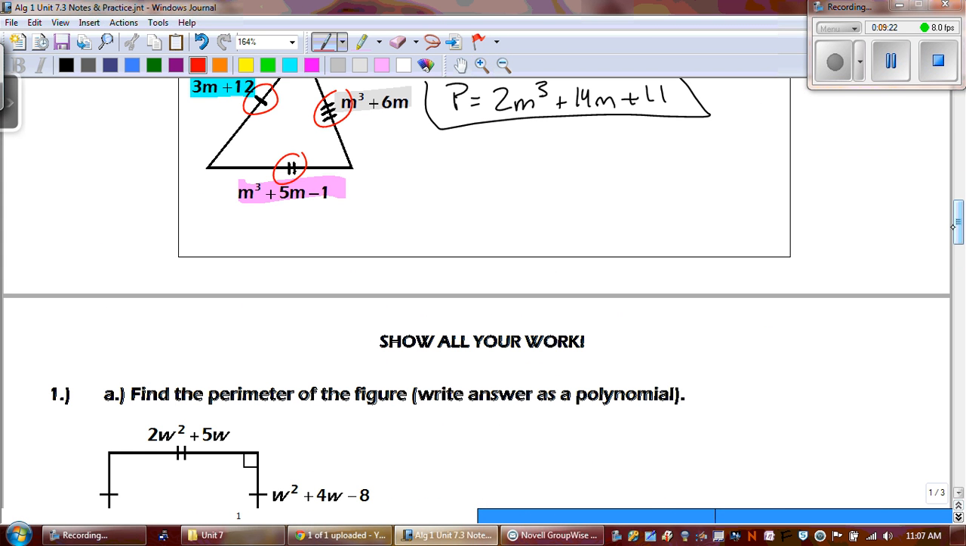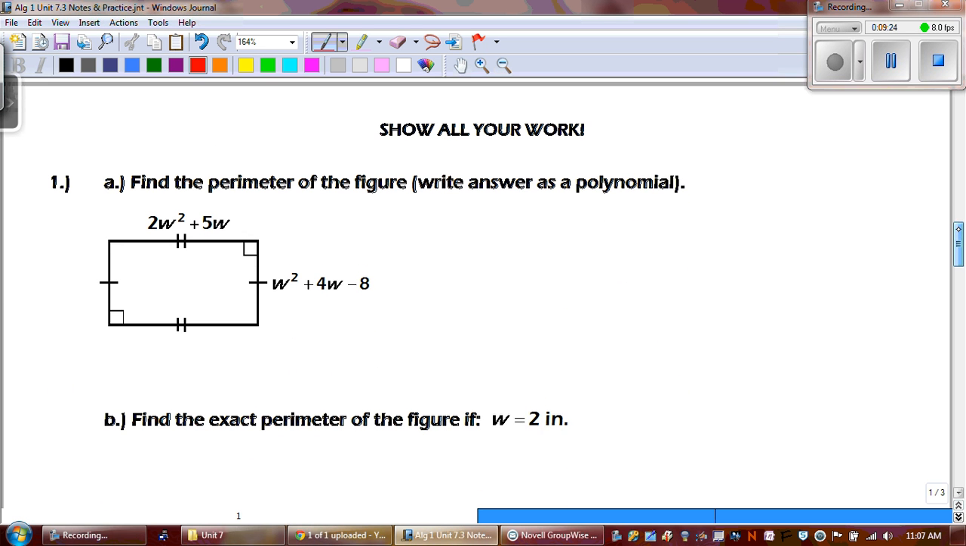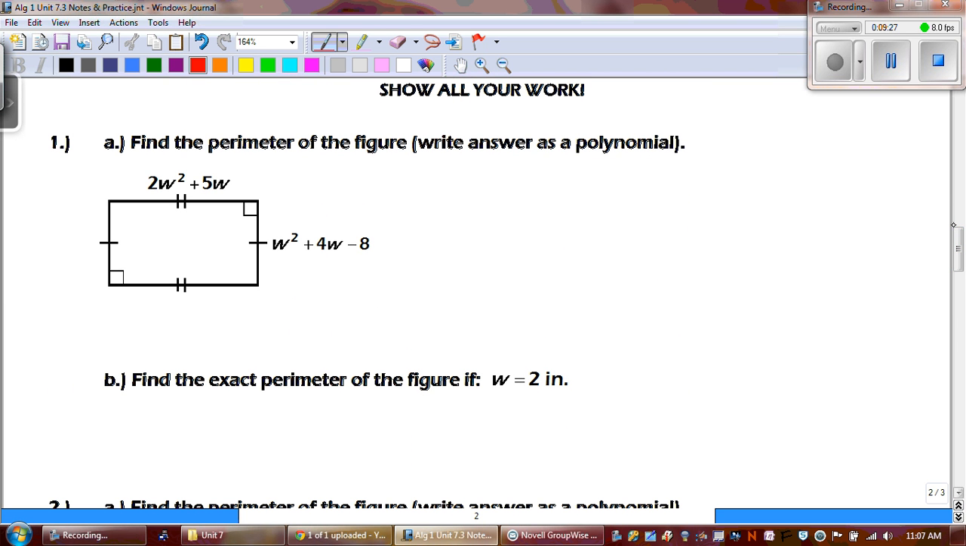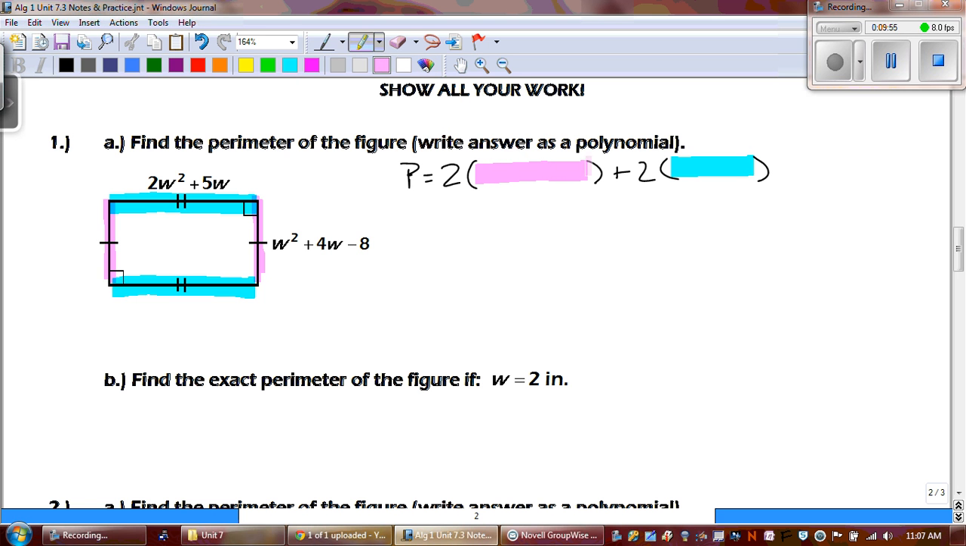All right, backside. First part says to find the perimeter of the white figure. Write your answer as a polynomial. Okay, so do we have any sides that are the same? We have 2 sides right there that are the same, and 2 right there. So we can write that the perimeter equals 2 times plus 2 times, and the blue and the pink.